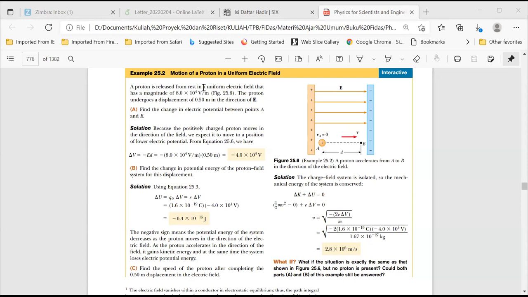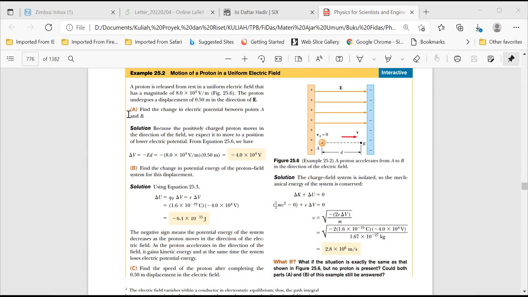Suppose that the proton is released from rest and moves in a uniform electric field whose magnitude is 8 times 10 to the 4 volt per meter. The proton undergoes a displacement of half a meter in the direction of E. So in the picture, from A to B, the distance is D, for example.